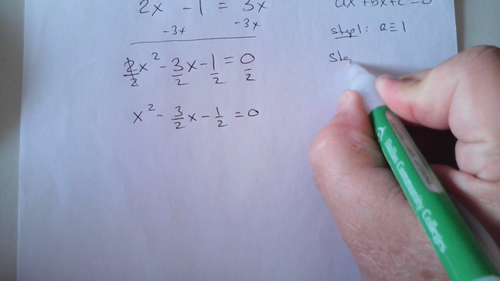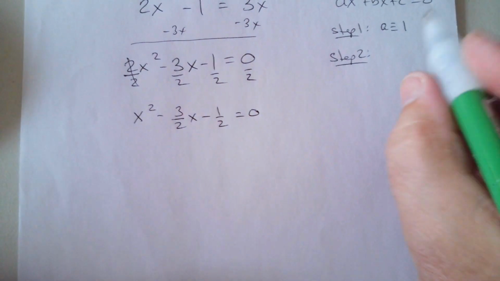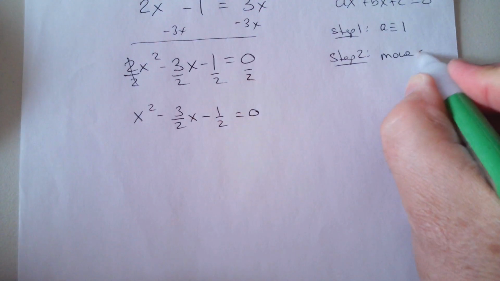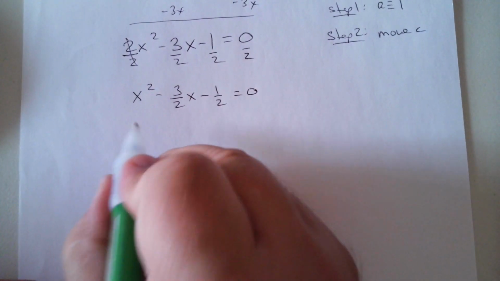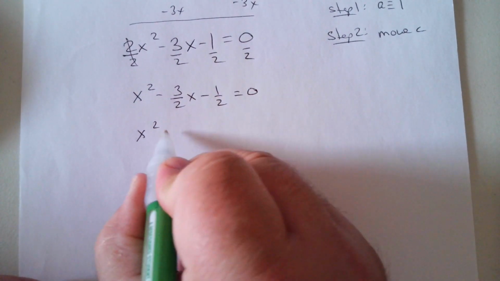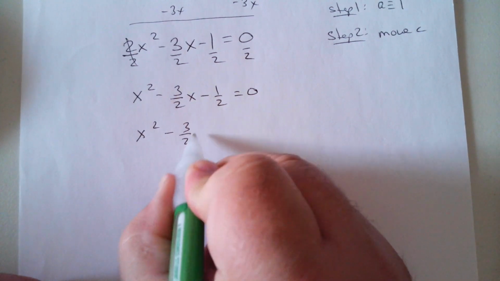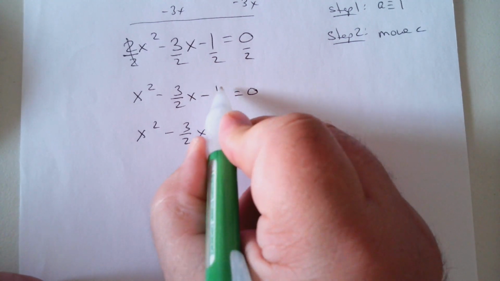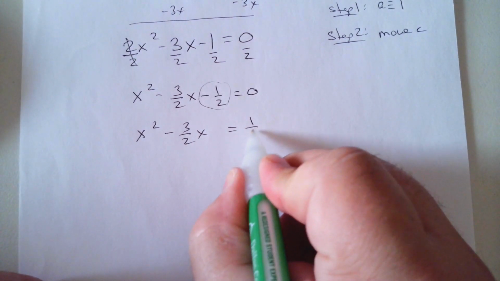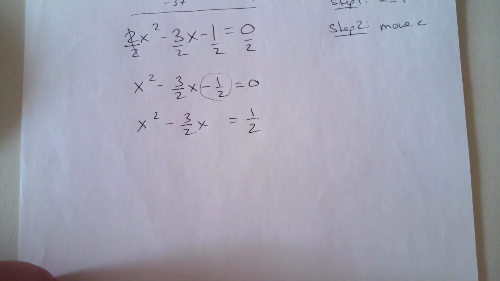Step 2. Move c. So we have x squared minus 3 over 2x. When you move it, you change the sign, so it becomes positive 1/2.